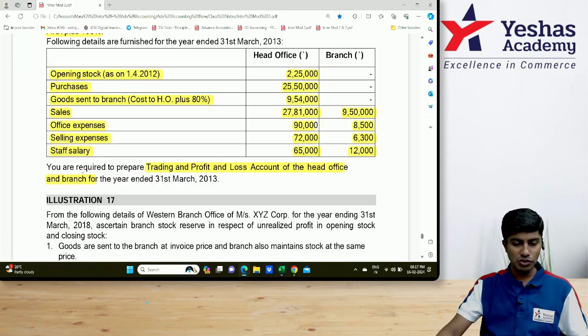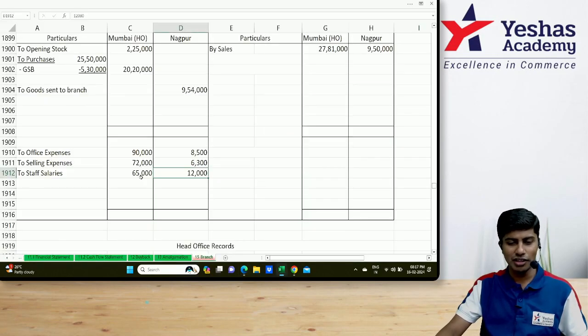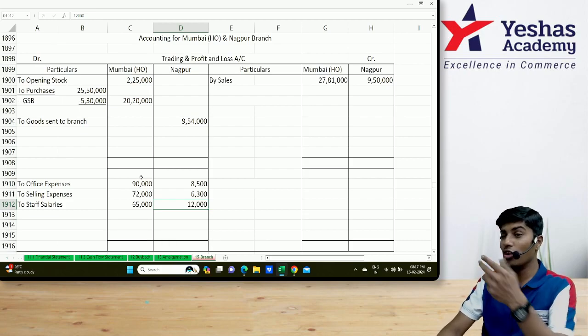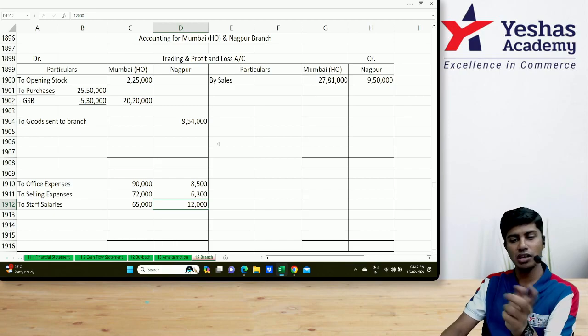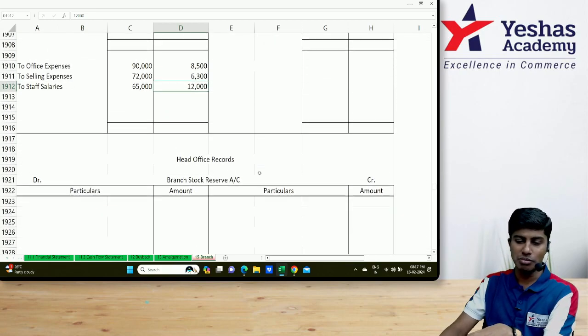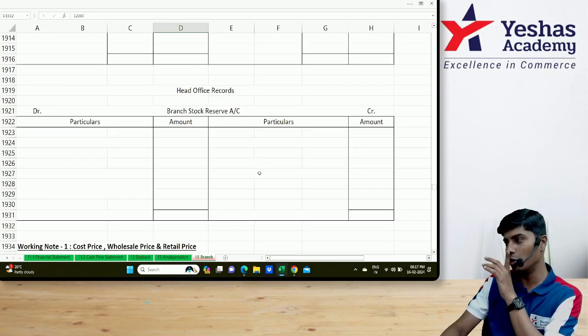Question is almost over. What do we have left with the question? Prepare trading and profit and loss account. That we've started already. We have not written closing stock. We have to write closing stock. Then we'll find GP. Then we'll write it to P&L. But meanwhile, we also have to remove load.